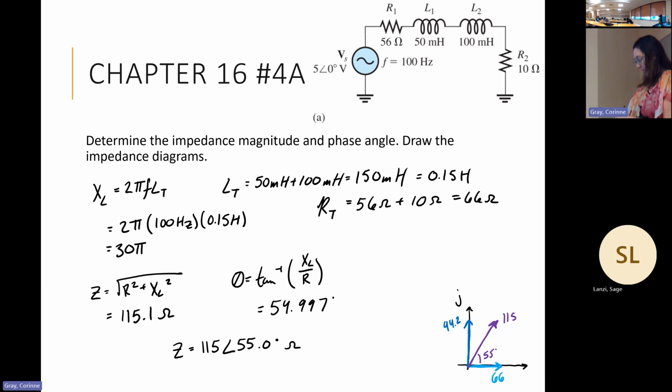Yeah, everything here in an impedance diagram is always going to be in ohms. So sometimes you'll see them written in, sometimes you won't. It all just kind of depends on that. If you want it to be the most complete, you'd put ohms everywhere. Any questions about 4A?